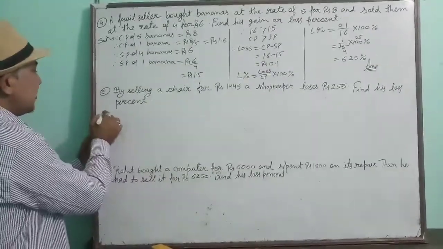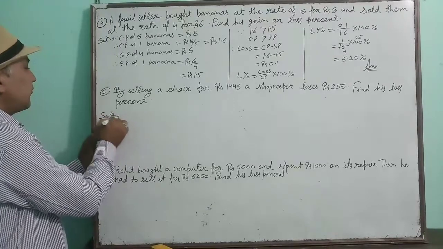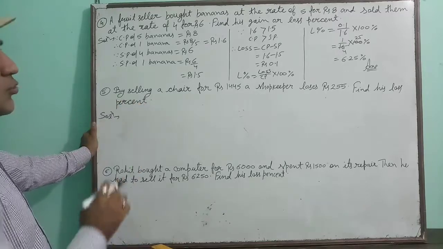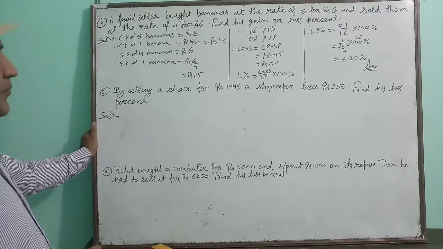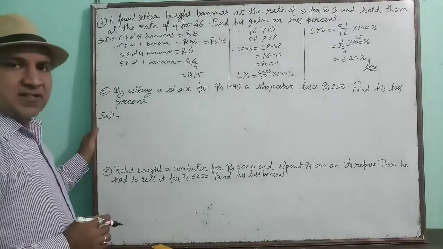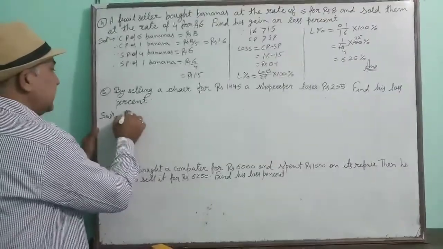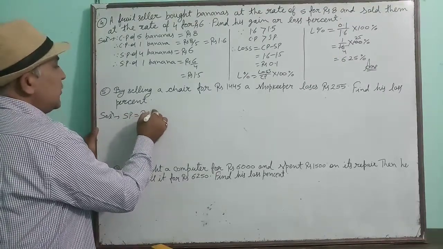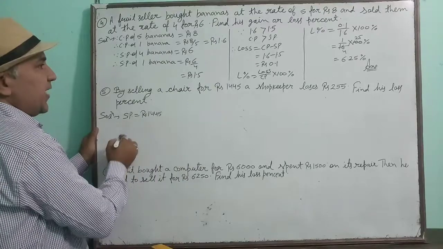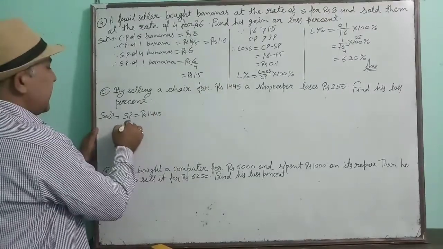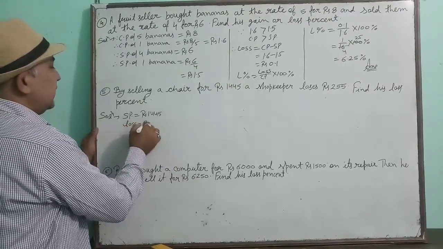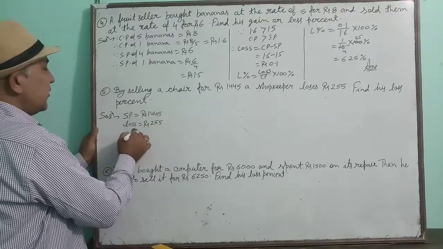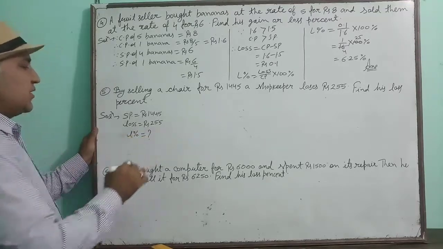Okay, now see question number 5. By selling a chair for rupees 1445, a shopkeeper loses 255. Find his loss percent. See what is given here. By selling means selling price is given, rupees 1445. Loses 255 means loss is given, rupees 255. Find his loss percent.